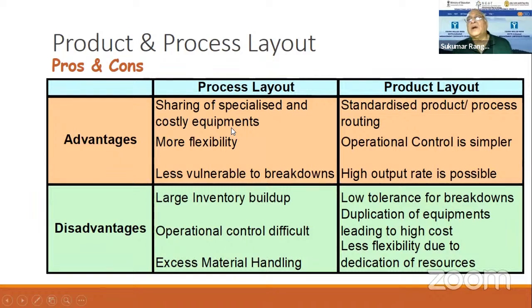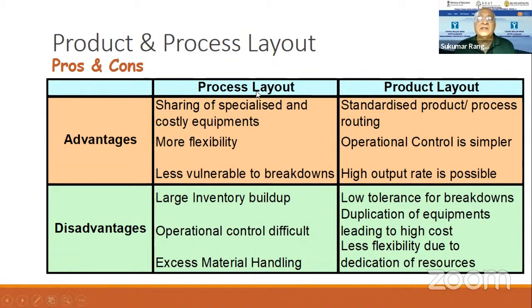specialized and costly equipment. You see, let us say we talked about this MRI in a hospital. Now, each department cannot afford to have an MRI. Even a big hospital may be having 1 or 2 MRIs only, right? So that has to be a process layout. But X-ray machines they can afford to have. Every department can have its own specialized X-ray machine. So there it can be a line layout, whereas when it comes to MRI, it can be a process layout.